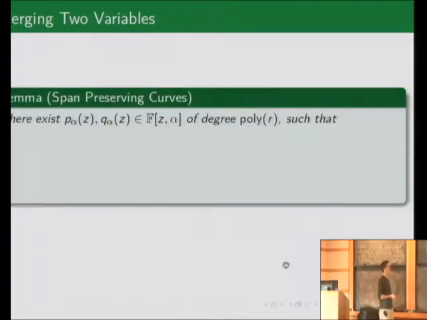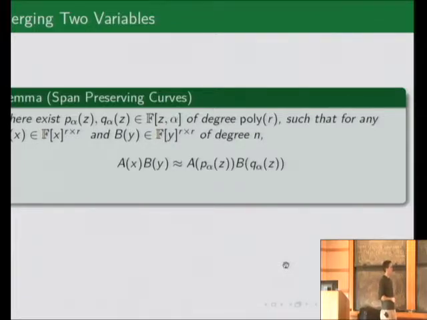So the main construction is something called span preserving curves. Think of alpha as a constant, but these are polynomials in alpha as well, such that for any a of x and b of y of low degree, we want the matrix span of this bivariate, where you either take all coefficients of x to the i, y to the j, or look at all evaluations, to be the same matrix span as this univariate. And this is true except for polynomially many alpha.